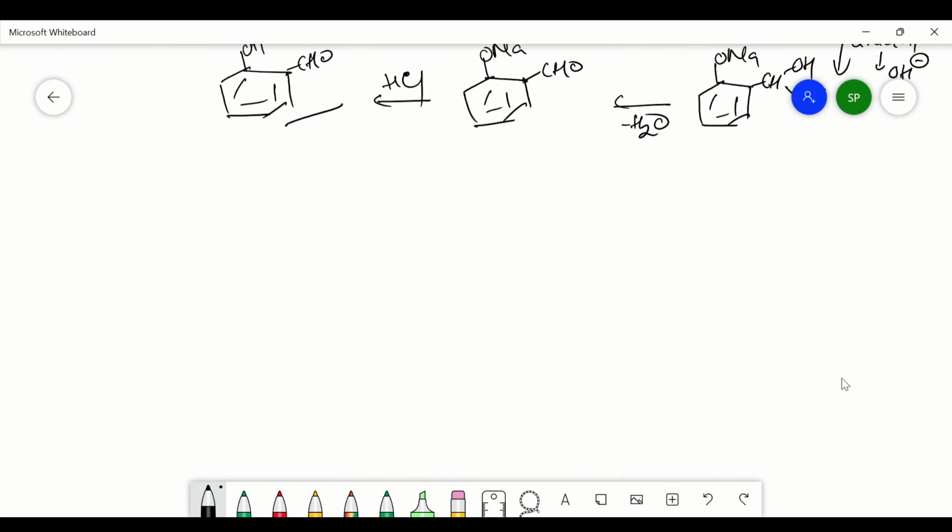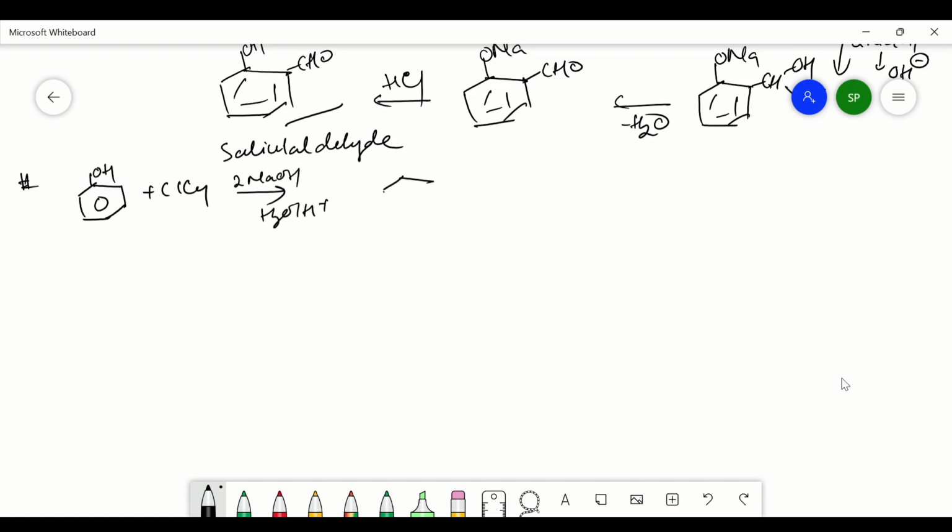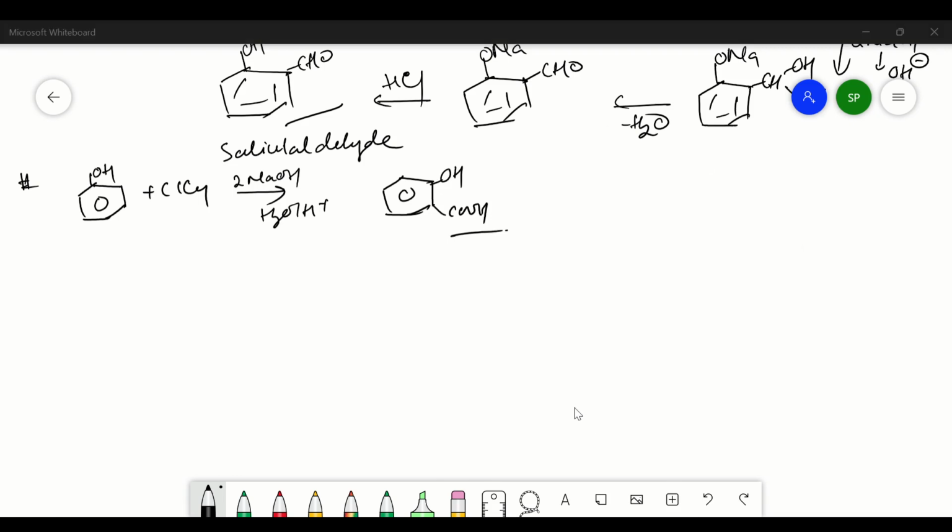So if this reacts with CCl4, carbon tetrachloride, instead of chloroform, instead of salicylaldehyde this will produce salicylic acid. If you see the reaction and the mechanism, the reaction will be phenol reacting with CCl4 to produce, up to NaOH and further hydrolysis, this will produce COOH, or salicylic acid.